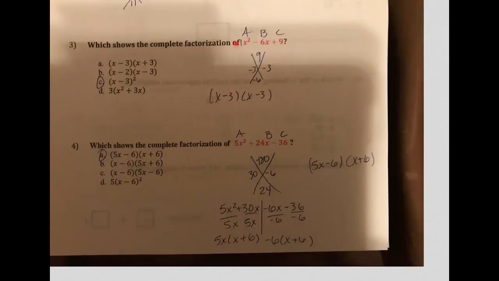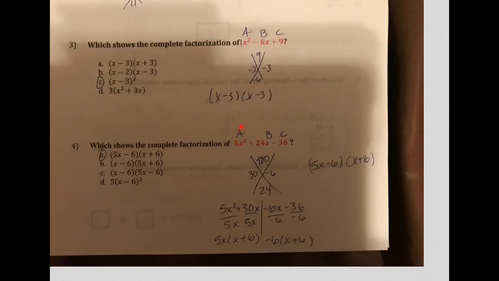Number 3, again, A is 1, B is negative 6, C is 9. There's no GCF. A times C is 9. B is negative 6, so my numbers are negative 3 and negative 3. Because A is 1, I can take the shortcut, so I get x minus 3, x minus 3. That's not an answer choice, but this means that is written twice, so the answer is C.